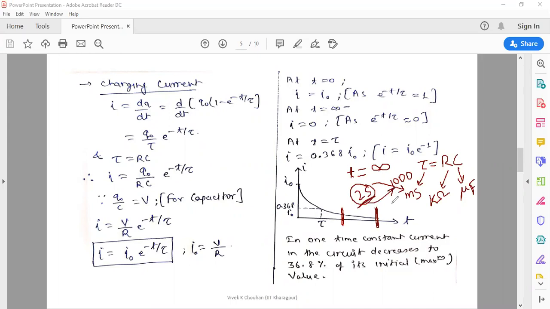As soon as you close the switch and blink your eyes twice or thrice, and then you see the reading of the circuit, you will find that the current has reached its saturation value. It has already become 0. So even if we are talking about very few seconds, it is actually the steady state of the circuit. Now, that was all about the charging circuit.